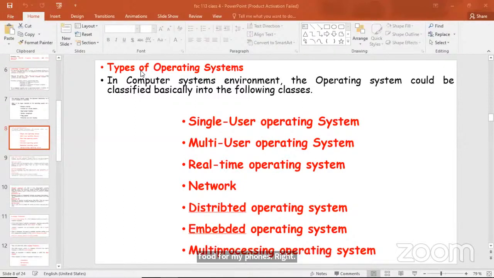Sir, does freezing of the computer system come from ineffectiveness of the operating system? Yeah, this is beyond your class.